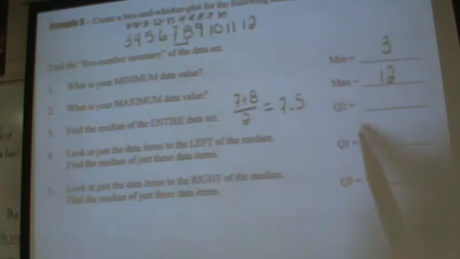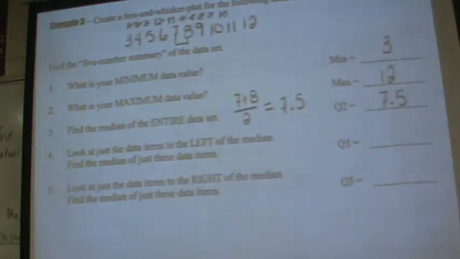So this median for the entire data set is called your Q2 value. So our Q2 value is 7.5. That's the median of the entire set. Now, number 4 says to look at just the data items to the left of the median, and we need to find the median of those items.